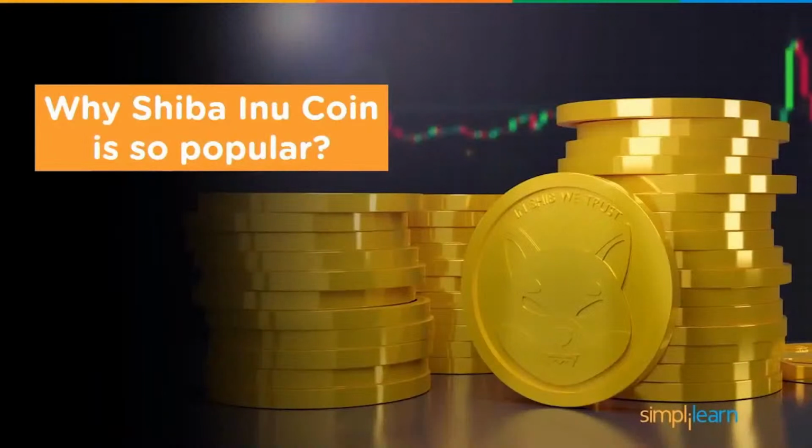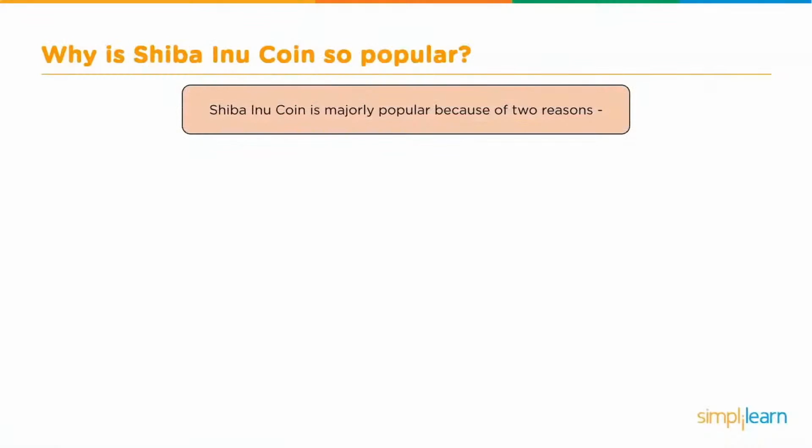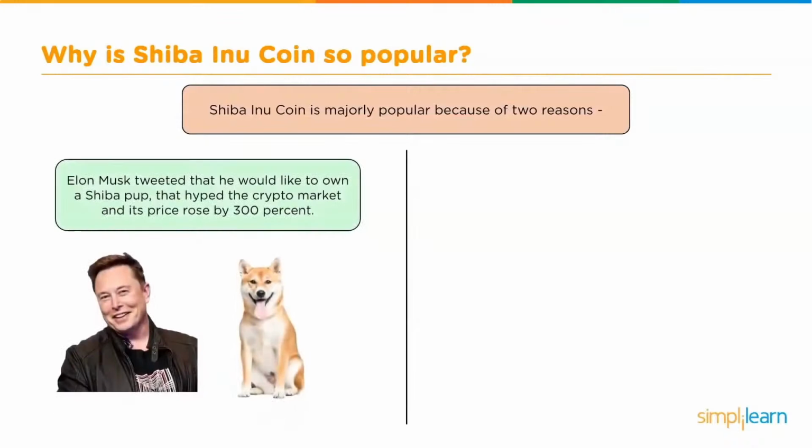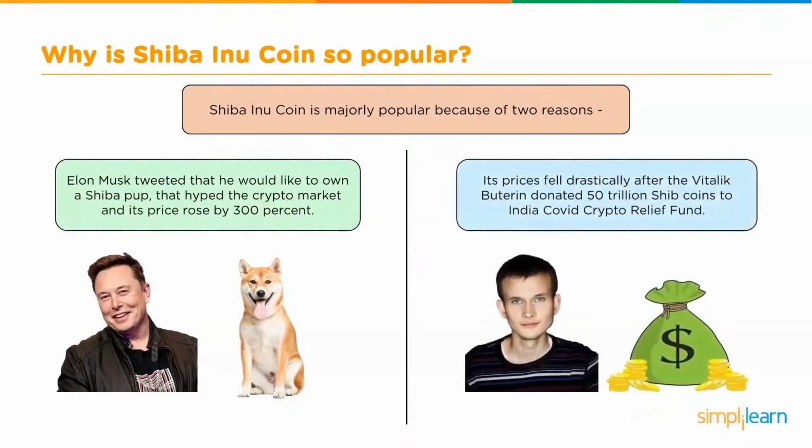Now this definitely raises a question in my mind. Why is Shiba Inu coin so popular? Shiba Inu coin is majorly popular because of two reasons. Tesla founder Elon Musk tweeted recently expressing that he would like to own a Shiba pup, which hyped the crypto market and its prices rose by 300%. On the other hand, its prices fell by around 40% after the founder of Ethereum blockchain network, Vitalik Buterin, donated 50 trillion Shiba Inu coins to the Indian government for the COVID relief fund of an Indian crypto entrepreneur, Sandeep Naiwal.